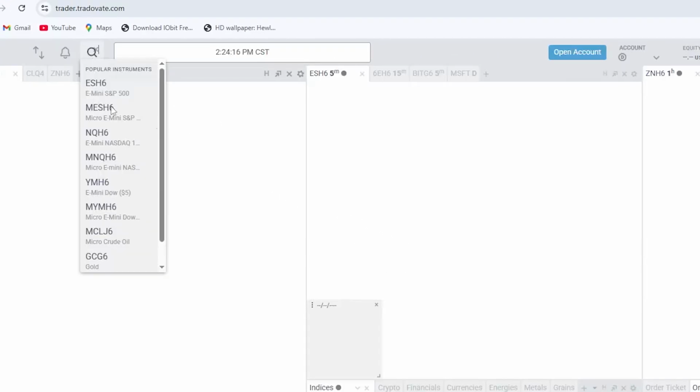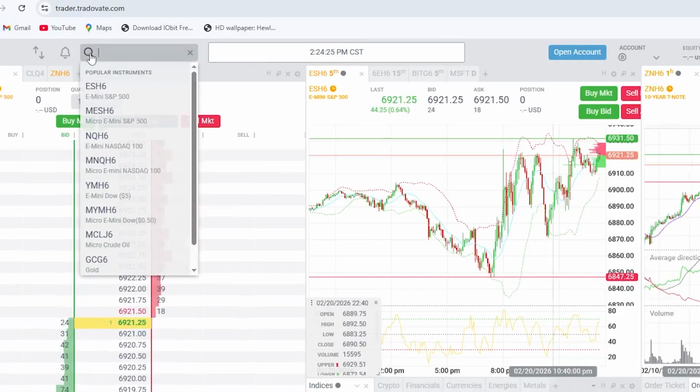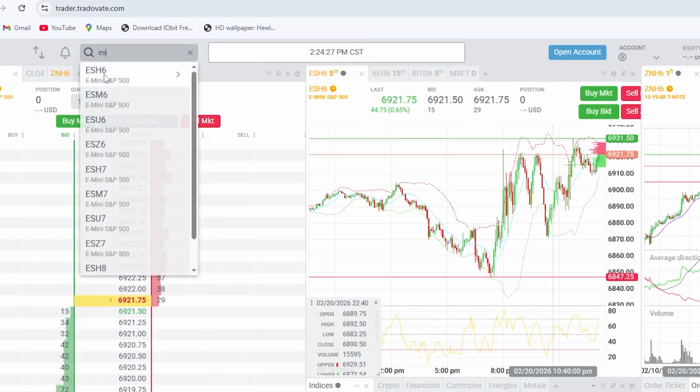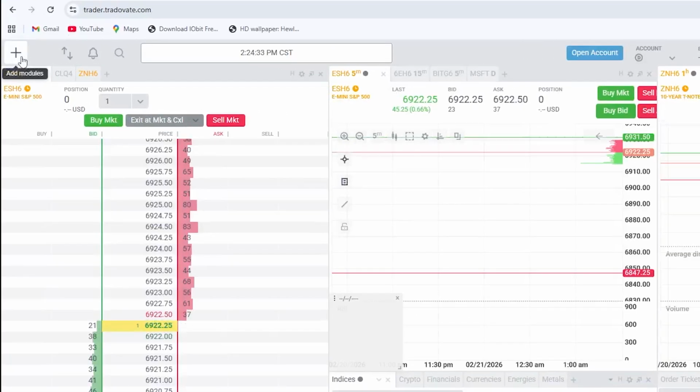Next, choose the instrument you want to trade. Go to the products or market section and search for futures contracts. For example, you can select the E-mini S&P 500, also known as E-mini S and P 500 with the symbol ES. Now click on the trading button in the top menu.